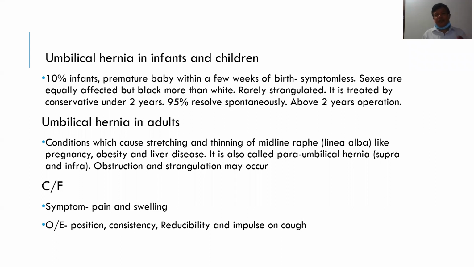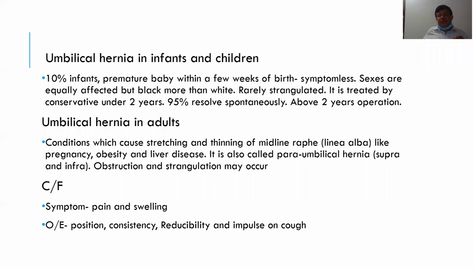So the treatment principle will be the same as for umbilical hernia in adults. Usually, in adults, whatever umbilical hernia occurs is not congenital. It occurs in conditions which cause stretching and thinning out of the midline raphe, that is the linea alba. Conditions like pregnancy, obesity, and liver disease.